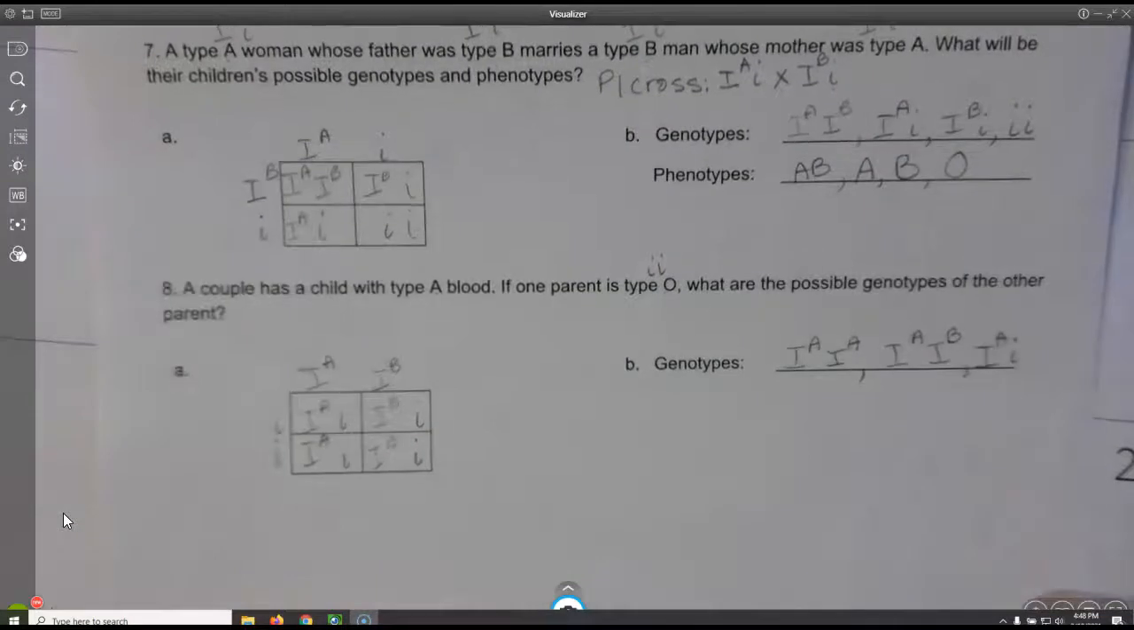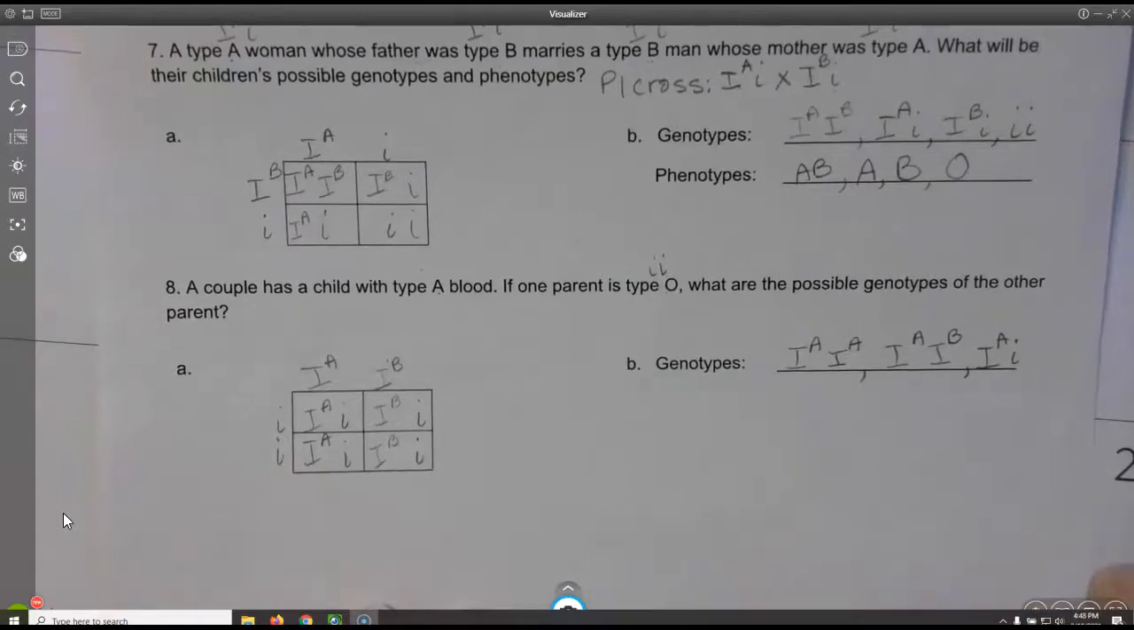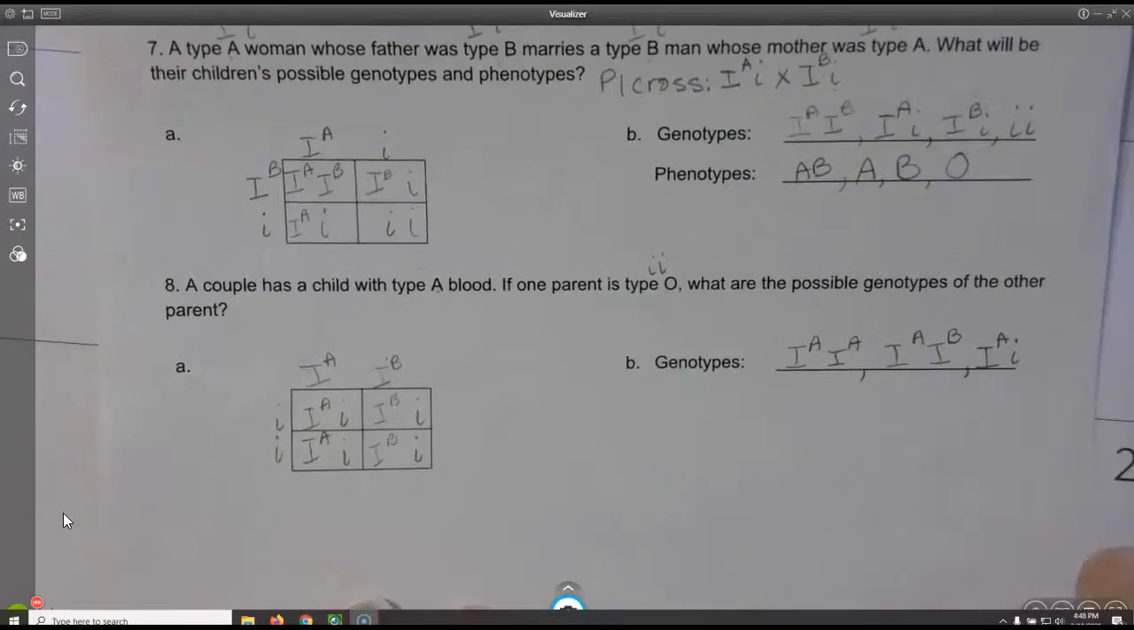So that's that. Hopefully that answers everybody's questions and you are understanding how to do the Punnett squares for blood types. If you do have any questions though, please email me, come see me during pause, or ask in class.